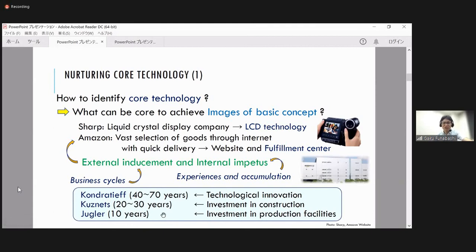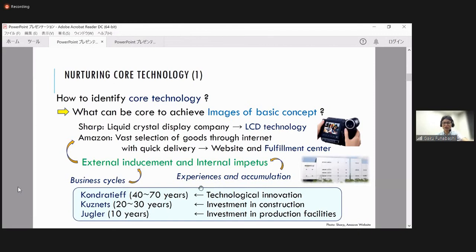Usually the short-term business cycle is made by the investment in production facilities. For production facilities, production machines, almost every 10 years, a company gets a new machine. So that is why the business cycle based on the production facilities is every 10 years. And if it's based on the construction of buildings, it's rather longer. Usually every 20, 30 years, people try to build different buildings. So it's about 20, 30 years.